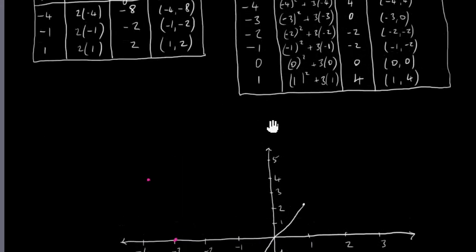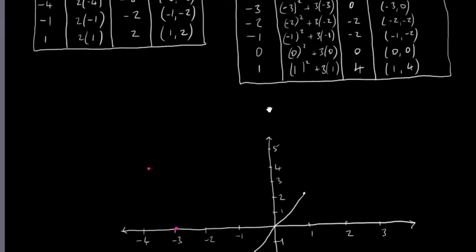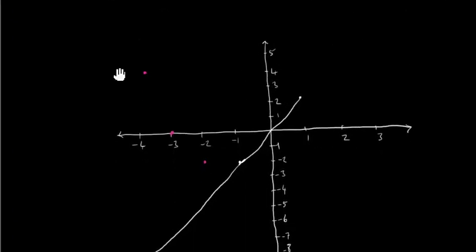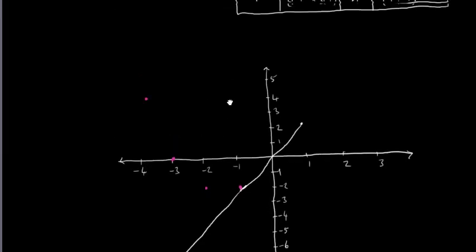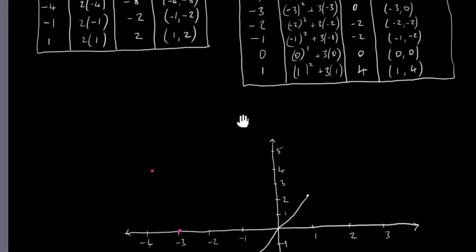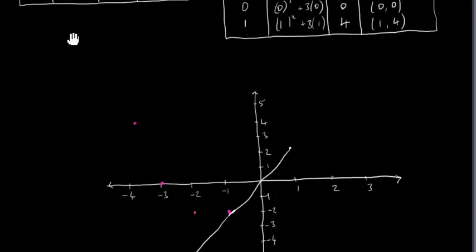Next one then is minus 1, minus 2. That's going to be here, top of the other point. And then the next one is 0, 0. So let's do that one. 0, 0 is going to be here.